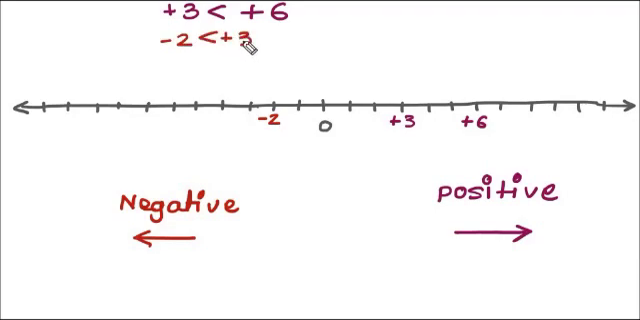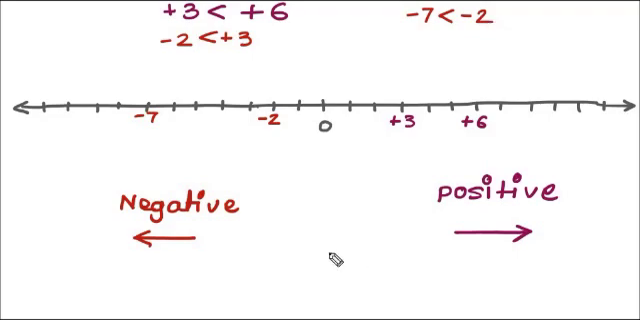Now let's take another number. Let's take minus 7. So minus 7 is 7 places from 0 towards the left. 1, 2, 3, 4, 5, 6, 7. So here is our minus 7. Now if I have to compare minus 7 and minus 2, which number is on the left hand side? Minus 7 is on the left hand side, and hence we say minus 7 is less than minus 2. So isn't it easy? Any number which is on the left hand side out of those two numbers is always the smaller number.